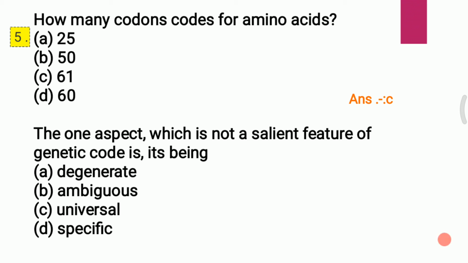Next question. The one aspect which is not a salient feature of genetic code is its being: A. Degenerate, B. Ambiguous, C. Universal, D. Specific. The one aspect which is not a salient feature of genetic code is... and the correct answer is B, that is ambiguous.